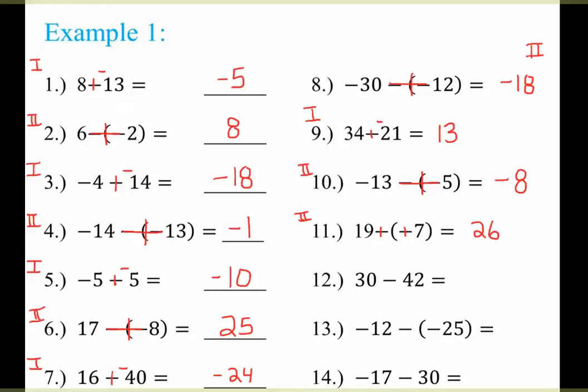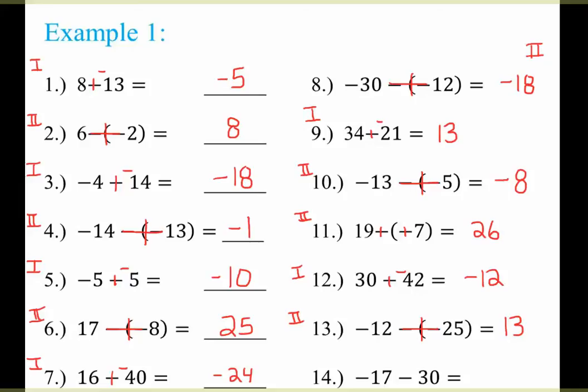All right, number 12, 30 minus 42. That's a type 1, just a minus sign in there. It's going to change to plus negative 42. War problem, negatives win. They win by 12. Number 13, negative 12 minus negative 25. That's a type 2, because we have a minus a negative structure in there. Negative 12 plus 25. That's a war problem. Positives win. They win by 13.